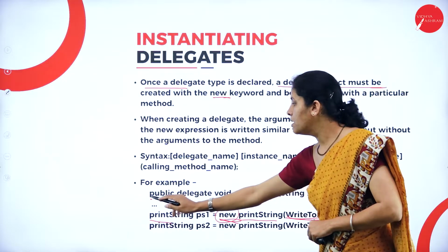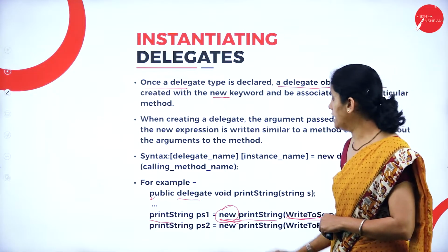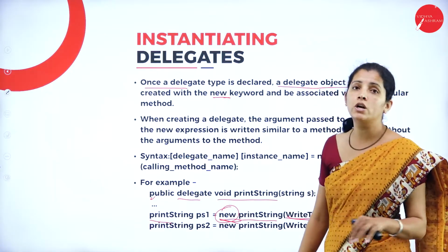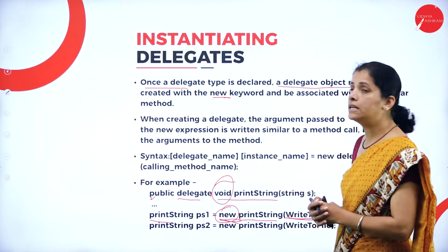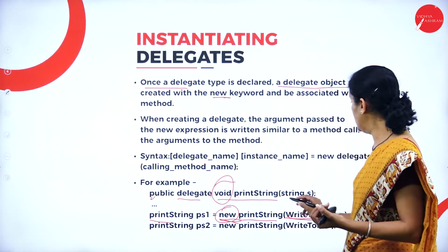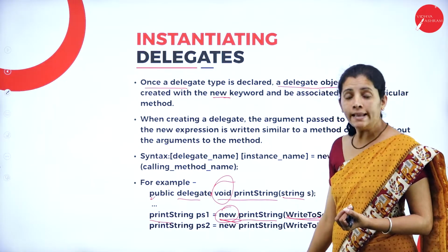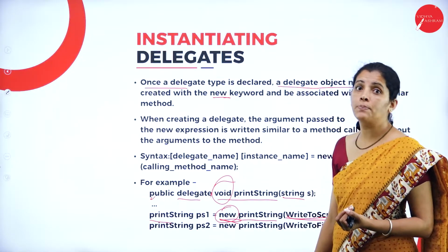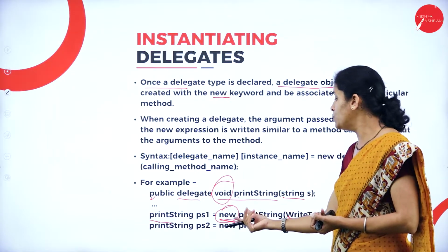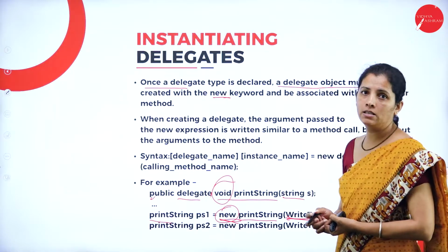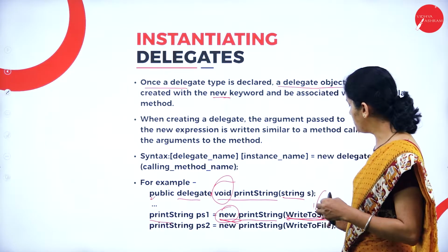See here, I created it. Public is nothing but the access specifier. Delegate is the keyword used to create a delegate, and this delegate does not return anything. So what is the return type? It is void. And see, PrintString is nothing but the delegate name, and string s is nothing but the parameter. See here, I'm going to create the delegate object. And what is my delegate object? That is ps1. To create a delegate object, I'm going to use the keyword new, and these are the parameters. That means whatever value I want to send to this delegate, I'm going to specify here.